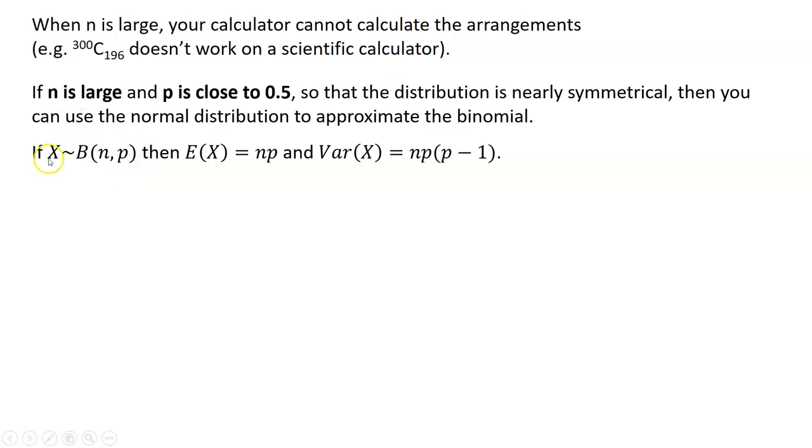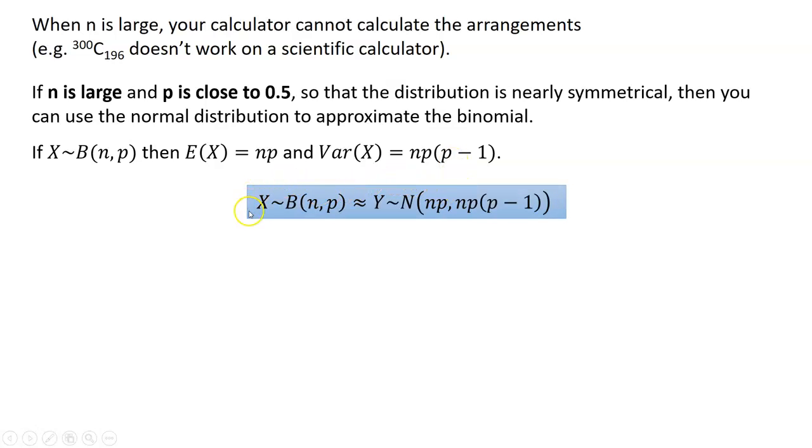Now, if you recall, with the binomial distribution, if X is a binomial distribution with n trials, probability of success p, then the expected value or the mean was n times p, and the variance was n times p times (1 minus p). That means that if we have a binomial distribution, we can approximate it with a normal distribution that has mean np and variance np(1 minus p).